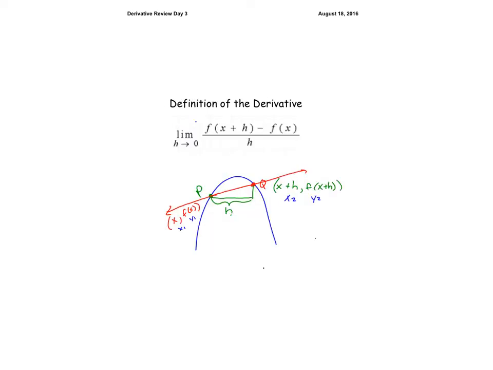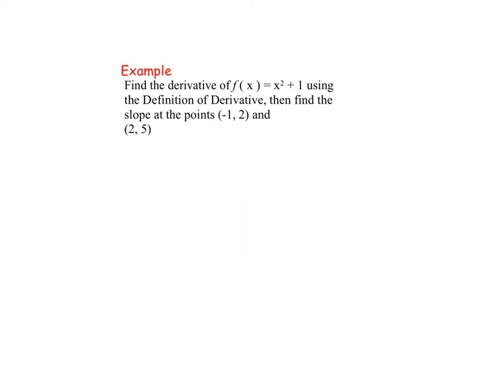So again, here's your definition of the derivative. So let's try an example. Find the derivative of x squared plus 1 using the definition of derivative. Then find the slope at the points -1, 2, and 2, 5. Try that out.